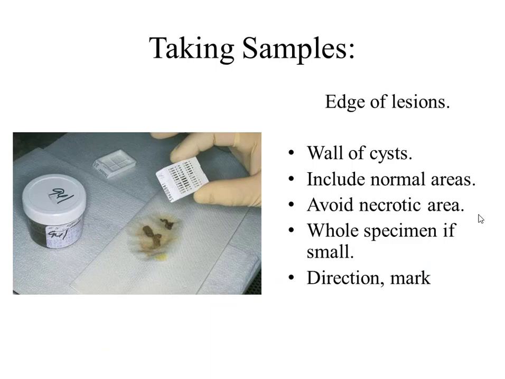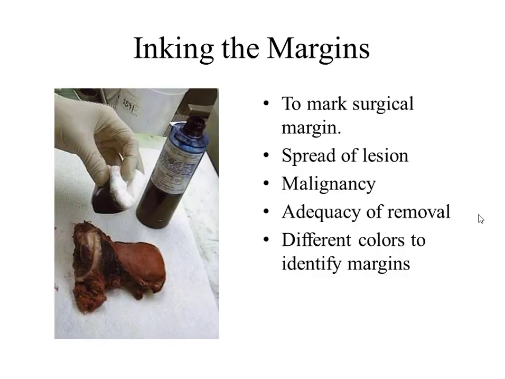We take the edges of the lesions first of all with the borders to the normal tissue, if it's present. Wall of the cyst. This material, as I said before, might include normal areas. We must avoid necrotic area. We take the whole specimen if it's small. Each material might have a direction and marks. Sometimes we use inks for the inking of the margins.